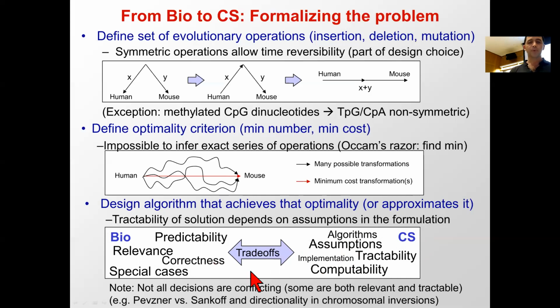There are some examples where this is not the case. For example, there's a famous set of chromosomal inversion algorithms where, if you model the directionality of the DNA segment, you actually get both closer to the biology and closer to tractability. Whereas if you think of these segments as undirectional, it's actually NP complete.